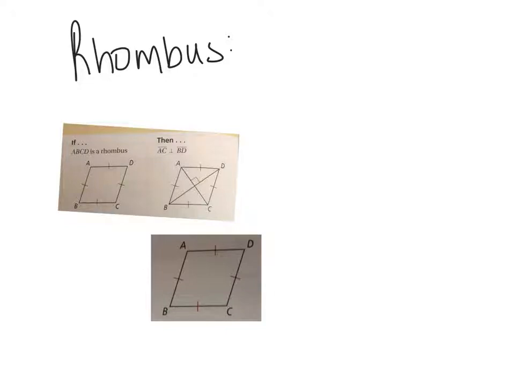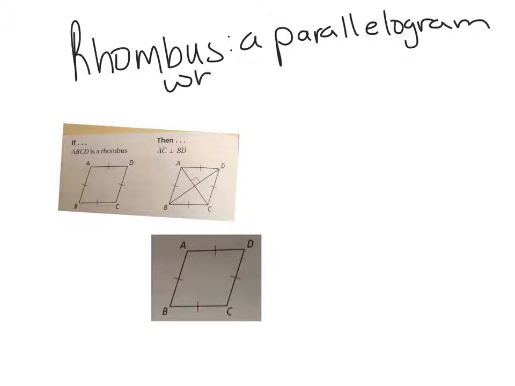So a rhombus is a parallelogram with all equal sides. All sides congruent. So you can see that marked here in rhombus ABCD that all of the sides are congruent to one another.